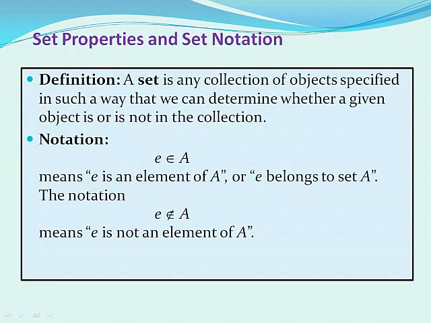A set is any collection of objects specified in such a way that we can determine whether a given object is or is not in the collection. We use this notation for set membership. If E is an element of the set A, we will write it this way: E is a member of A. If E is not a member of A, we can use the notation again: E not a member of A.